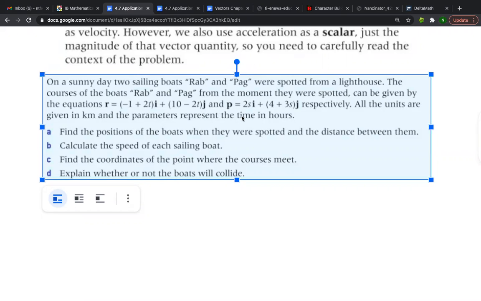So when they were spotted, that word I see in the first sentence, it's the courses from the moment they are spotted, meaning that the moment they're spotted is where time is 0. So for part A, I'm going to set t equal to 0 and s equal to 0. Then you should get the points.